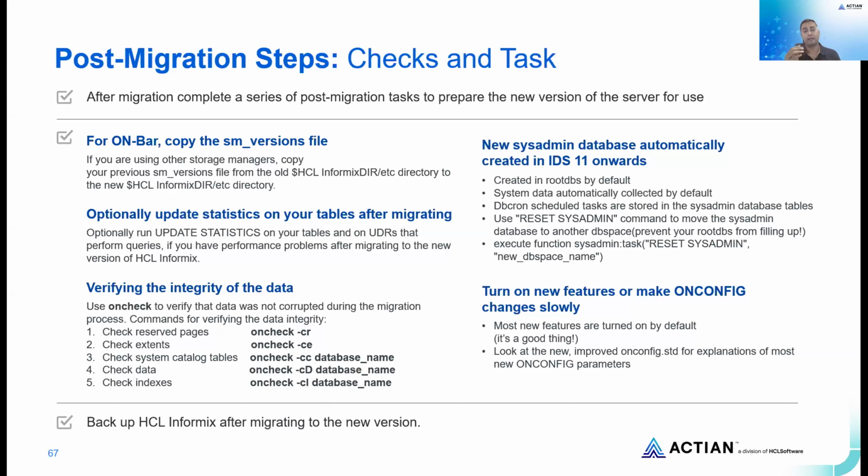Now, as a best practice, enable new features or modify onconfig parameters gradually. While many new features are enabled by default, review the updated onconfig.std file to understand the new parameters before making any changes. Finally, once validation is complete and configuration is confirmed, take a full backup of the upgraded HCL Informix instance. This establishes a clean recovery baseline for the newer version.